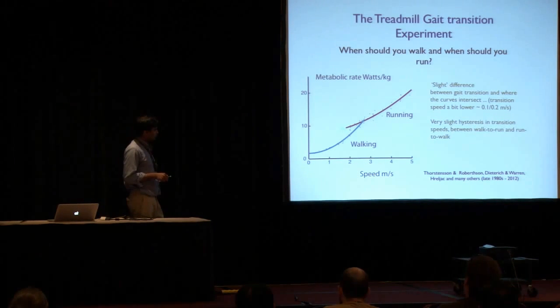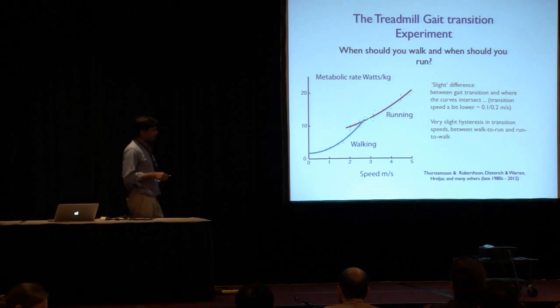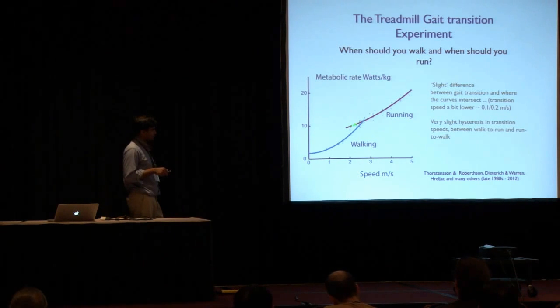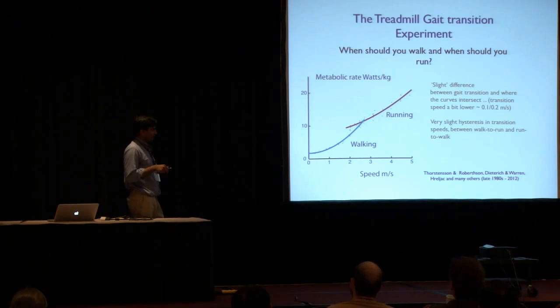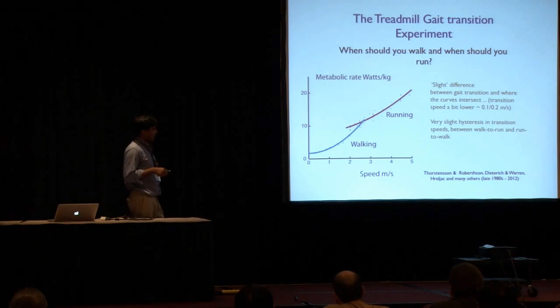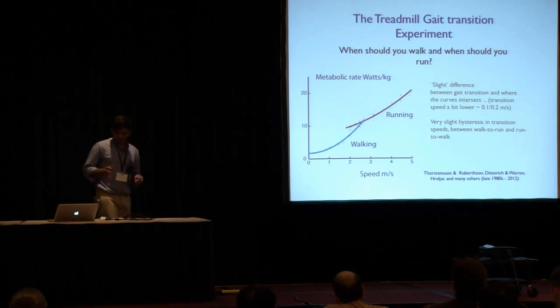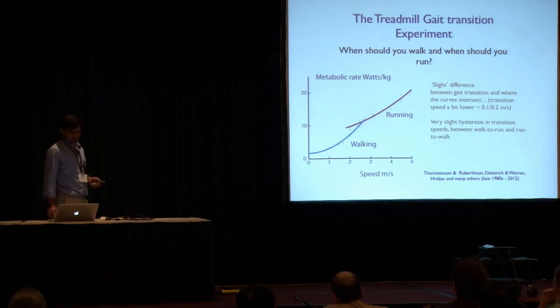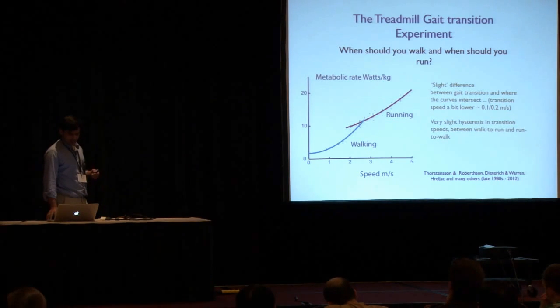But it turns out that overall, people switch around this point, maybe a little bit lower. I think Preljak had a paper which said his subjects at least switched from walking to running at a speed about 0.1 or 0.2 meters per second lower than the point at which the two curves cross, where walking on a treadmill becomes more expensive than running on a treadmill. But other people have slightly conflicting data where the transition point is closer to that intersection point. In any case, that's a classic treadmill gait transition experiment.